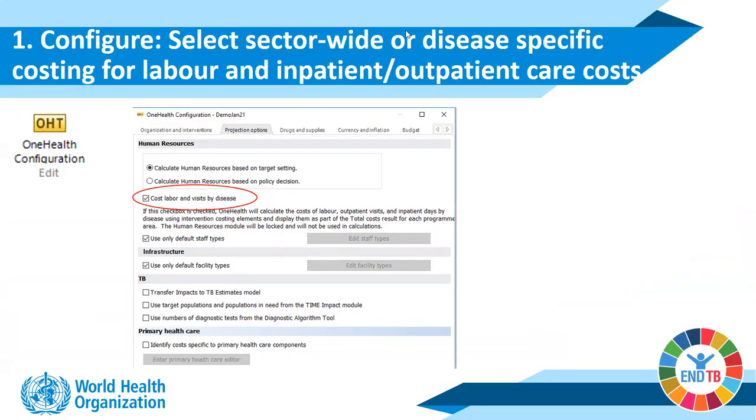The first decision that the user needs to make is to select sector-wide or disease-specific costing for labor and inpatient/outpatient care costs. This is found in the configuration editor, which I'll show you how to find in the software. And if you check a box for costing labor and visits by disease, then all the costs for labor or the provider time will be accruing under the TB program, and all the costs for outpatient visits and inpatient days will similarly accrue to the TB budget line item. If you do not check this box, the assumption is that you will cost those under the health system elements.